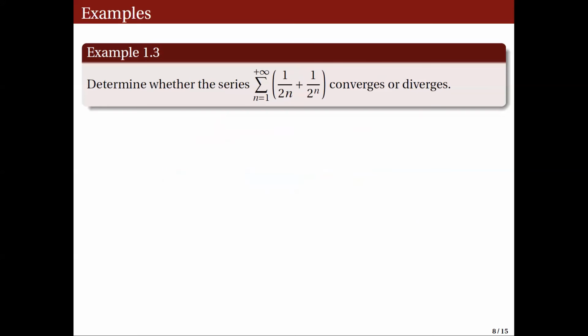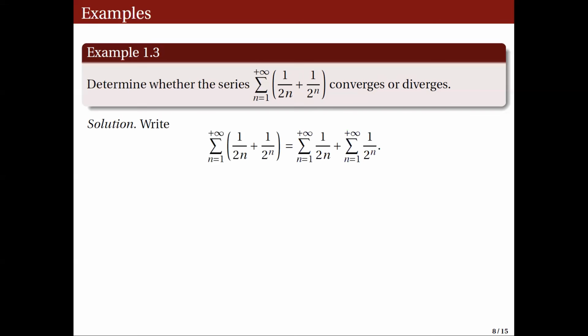Okay, so let's now proceed to another example. Let's determine whether the series, the sum of the quantity 1 over 2n plus 1 over 2 raised to n from 1 to infinity, converges or diverges. So first, let's write the given series as the sum of the series 1 over 2n from n equals 1 to infinity and the sum of 1 over 2 raised to n from n equals 1 to infinity.